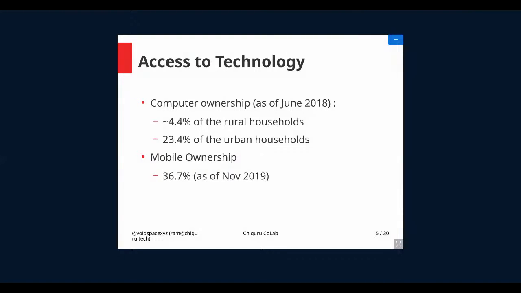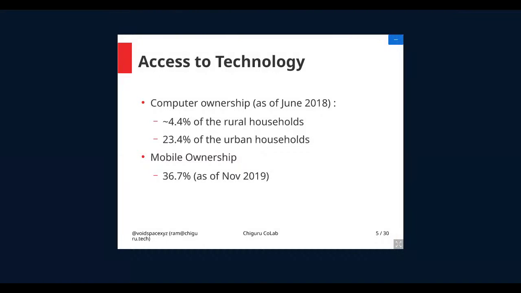Now, amongst the 130 crore odd population, in terms of computer ownership, that is, people who have access to a computer, desktop, laptop, computer, whatever sort, in the rural household it's only about 4%, versus in the urban household it's about 23%. Obviously, the current pandemic has had an impact. All of us have been reading in the news how so many had to sell their cows, their lands, just to buy a laptop for their kids so that they can attend the so-called online classes.